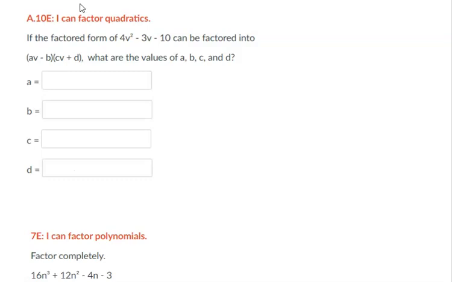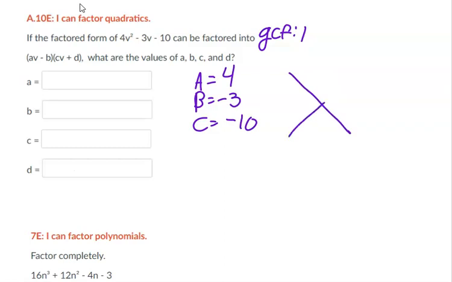So for this one, it doesn't look like we could take anything out, so our GCF is going to be 1. Let's go ahead and identify our a, b, and c. We have 4v squared, negative 3v, and negative 10 constant. A times c goes up here, that is negative 40. Our b is negative 3. We will find two numbers that multiply to give you negative 40, and they subtract to give you negative 3.